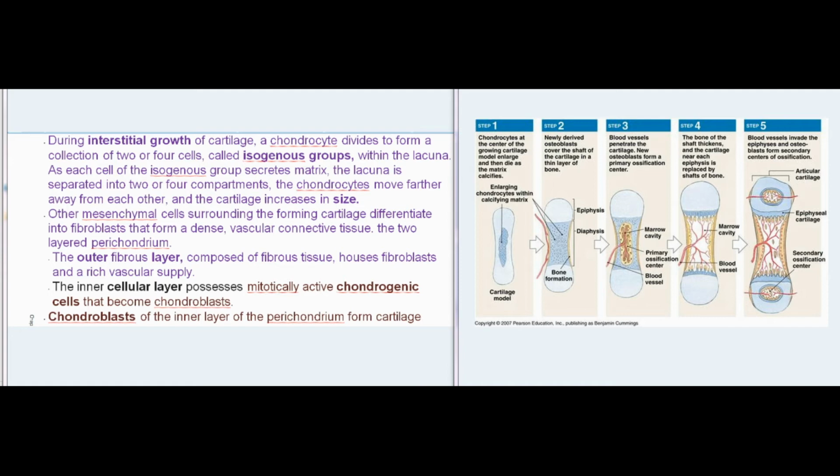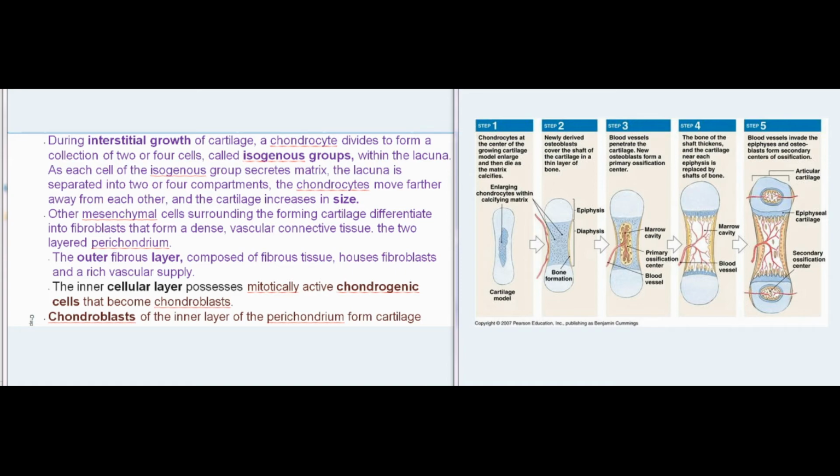Other mesenchymal cells surrounding the forming cartilage differentiate into fibroblasts that form a dense, vascular connective tissue, the two-layered perichondrium. The outer fibrous layer, composed of fibrous tissue, houses fibroblasts and a rich vascular supply. The inner cellular layer possesses mitotically active chondrogenic cells that become chondroblasts.